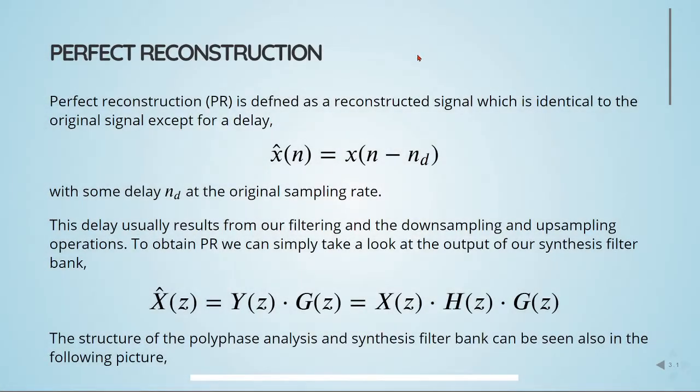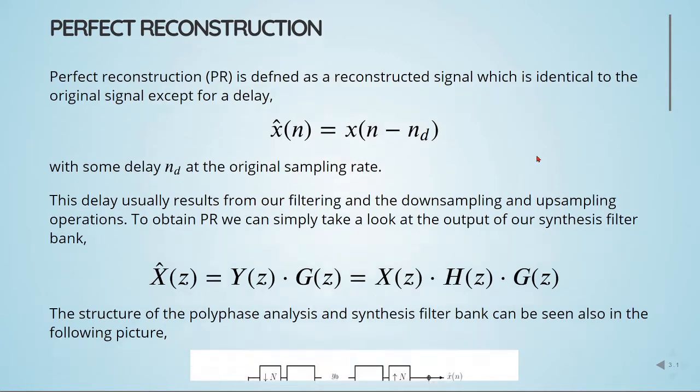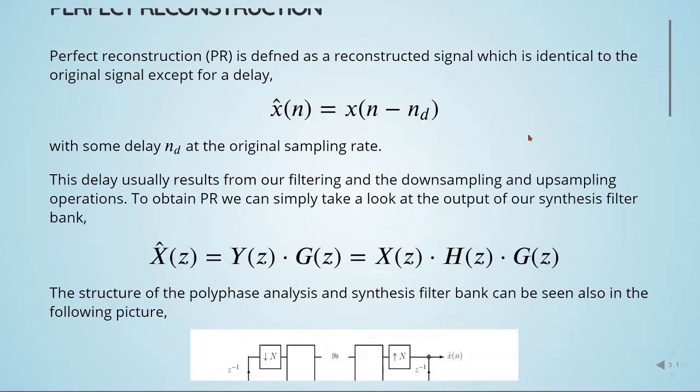Our goal is to obtain perfect reconstruction. Perfect reconstruction is defined as a reconstructed signal which is identical to the original signal except for a delay. So here we have our reconstructed signal and we have the original signal with a delay, in this case ND, is this delay at the original sampling rate. This delay usually results from our filtering and the downsampling and upsampling operations.